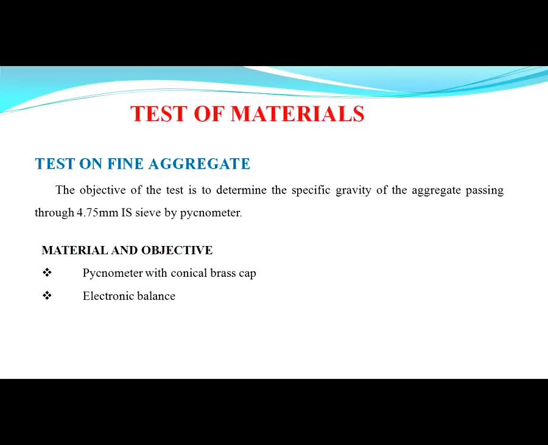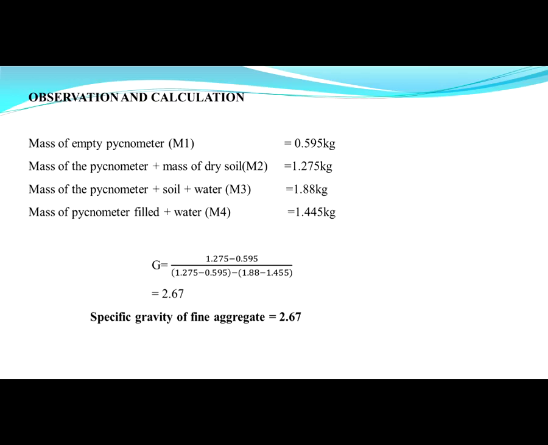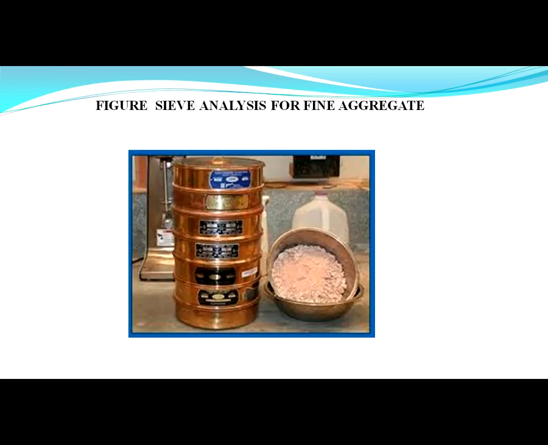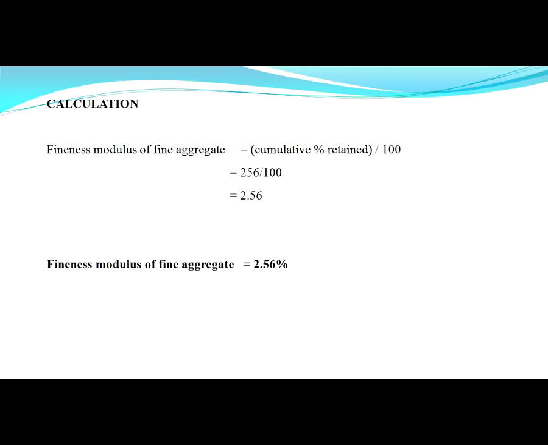Tests on fine aggregate. Calculations for fine aggregate to determine the specific gravity. The observation and calculation are shown. The final specific gravity of our fine aggregate is 2.67. Sieve analysis for our fine aggregate. From this tabulation you can refer to the values which we accumulated.